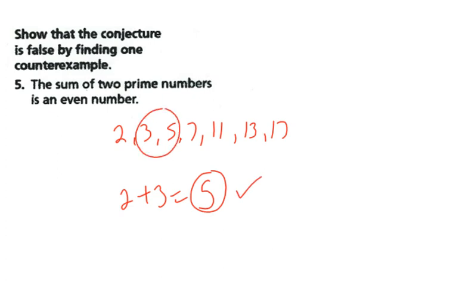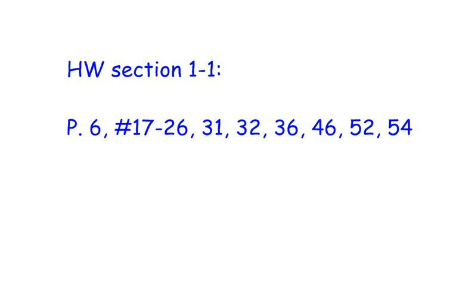You can try 3 and 5. 3 plus 5 is 8. 5 plus 7 is 12. 7 plus 11 is 18. These even give you 24, but the 2 plus 3, even right off the bat, isn't going to give me something that's even. So there's my counterexample. All right, hopefully that's enough information to get you going.